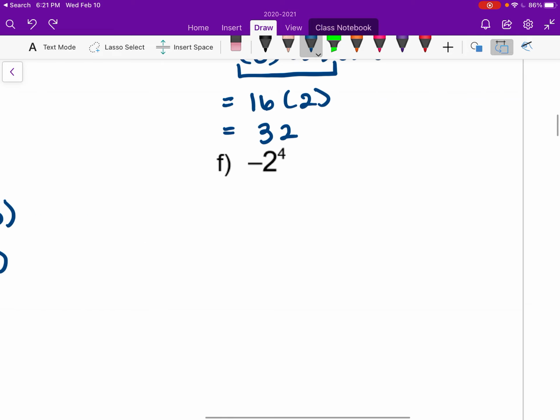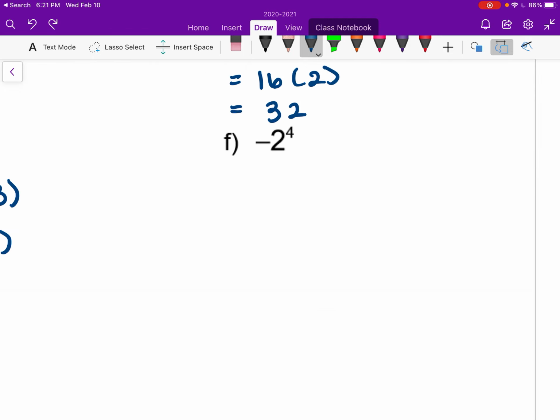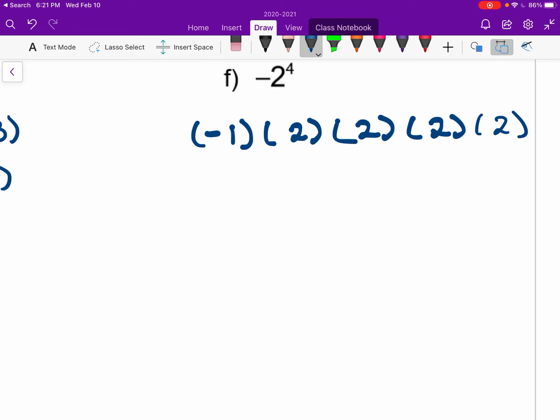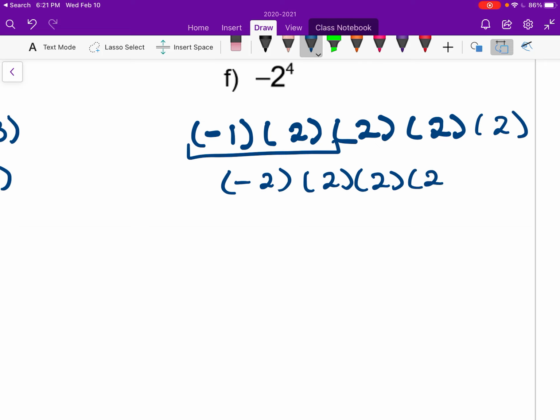So check. If that's what you did here, then that might have been an issue. So let's do negative 1 times 2 times 2 times 2 times 2, right? Negative 1 times 2 is negative 2, times 2, because I just took this, times 2 times 2 times 2. Negative 2 times 2 is going to give me negative 4.